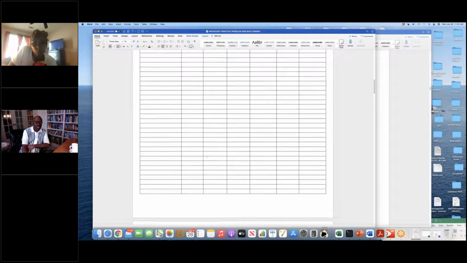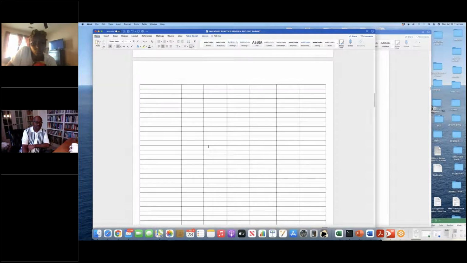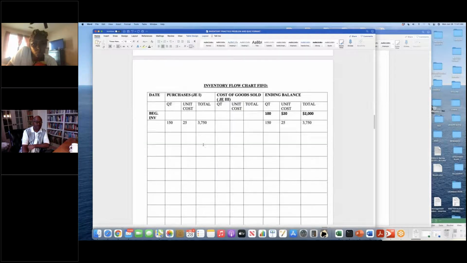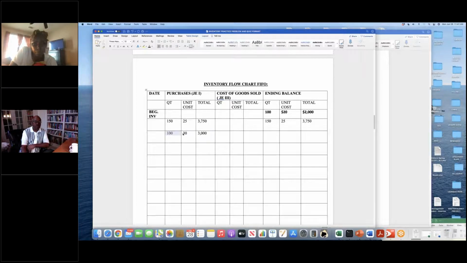Then we got to put that in our inventory chart. So we purchased another 100, at $30 each, 3,000. Then we're going to transfer these over.